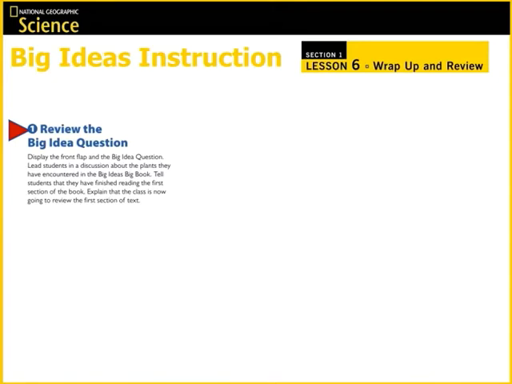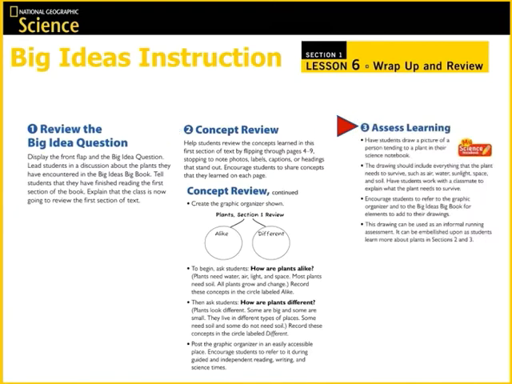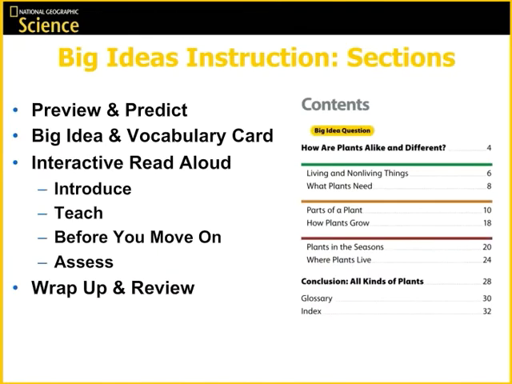At the end of each section, there is a wrap-up and review. This begins with a review of the Big Idea question. You then move on to a concept review, which includes any text features or other reading skills they've been working with. And finally, you have the opportunity to assess students' learning. A review of the science vocabulary is also included, and students can put this information in their science notebooks. Each section will follow the same pattern as you see here, and within each unit there will be 3 separate sections.